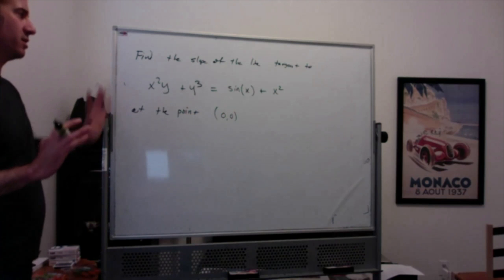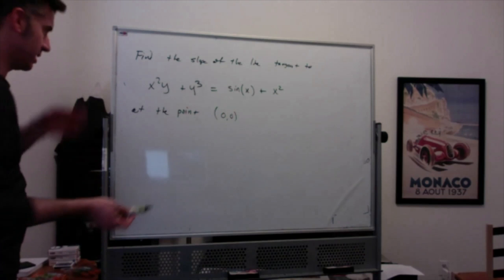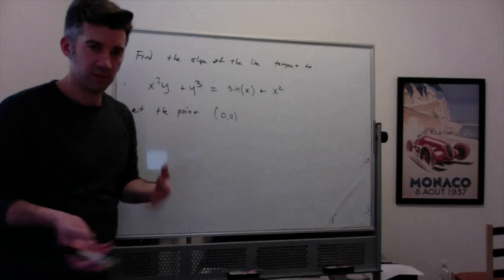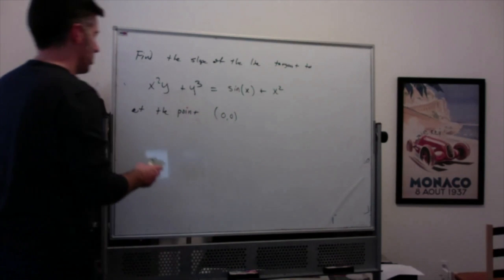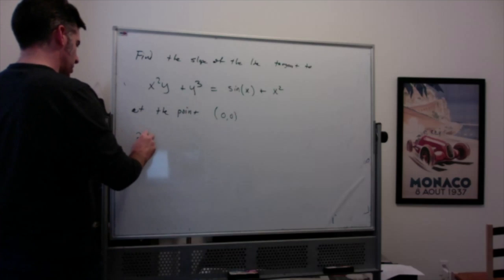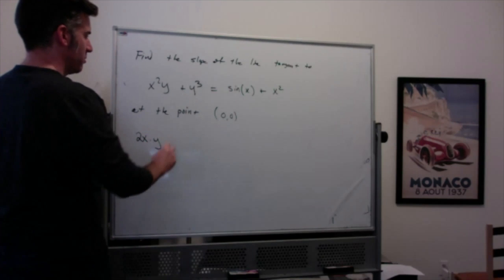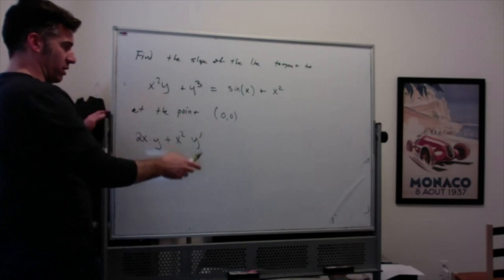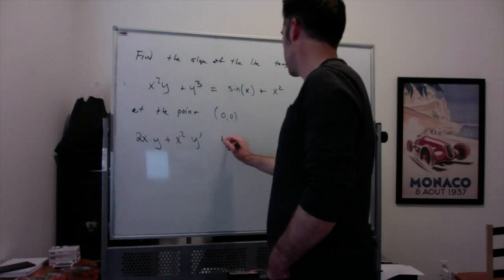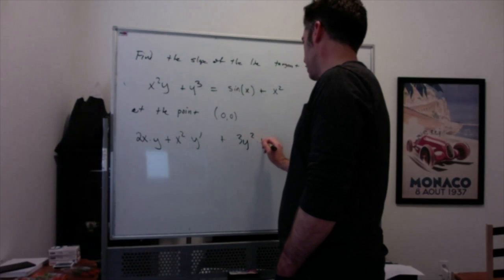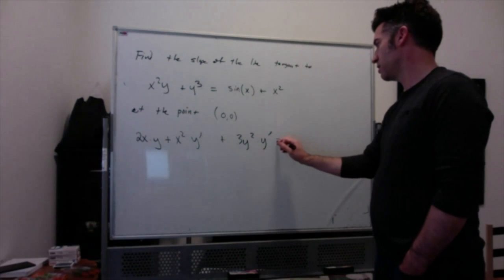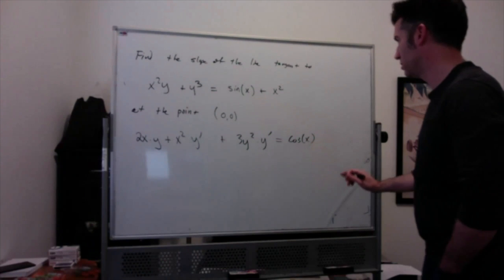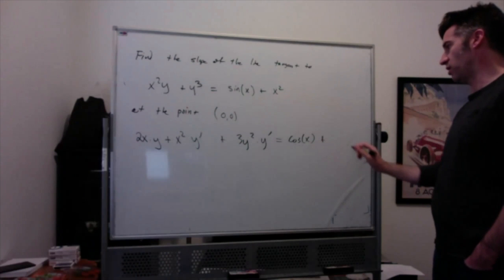There's a reason I'm asking this question, because I want to show you something that is kind of easy. So we're going to start off the way we always do. Slope of the tangent line, also known as the derivative, at this point. So we're going to take the derivative. I'm going to get 2x times y plus x squared times the derivative of y, which is y prime. I'm using the product rule here. Plus 3y squared times y prime equal to the derivative of sine of x, which is cosine of x, plus the derivative of x squared, which is 2x.